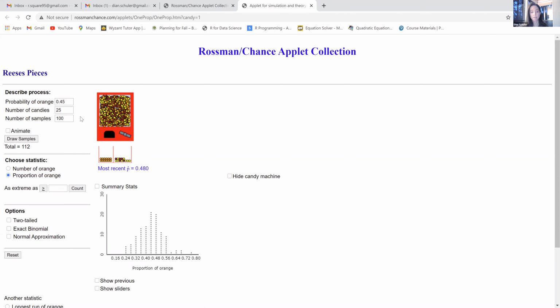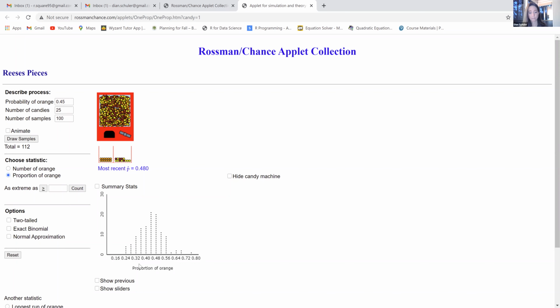So a lot of the questions in the textbooks and an AP exam would be, would you be surprised if you got a particular result in a sample? So if in a particular sample of size 25, we got 0.2, so 20% orange candies, would we be surprised? Yes, we would be surprised because the probability of getting 0.2 in our simulation, actually it's 0 in this one, but very small.